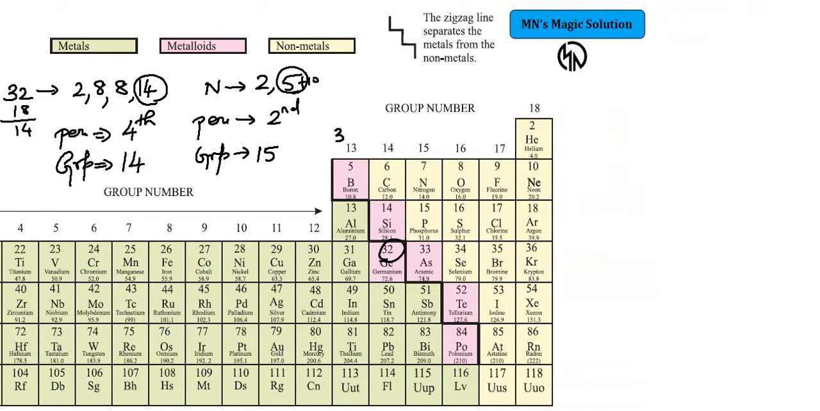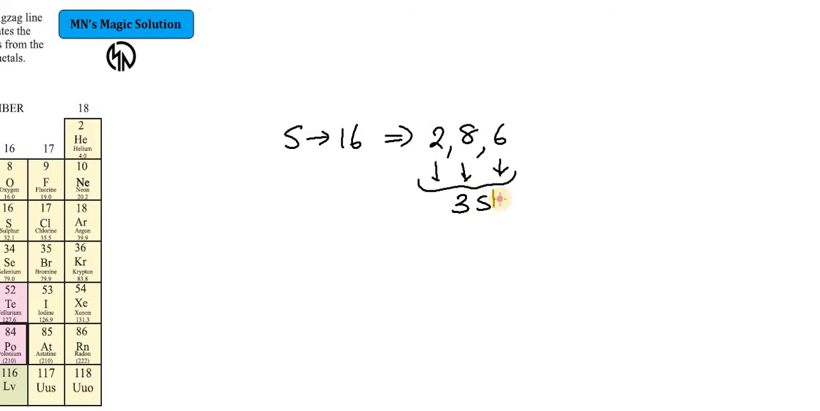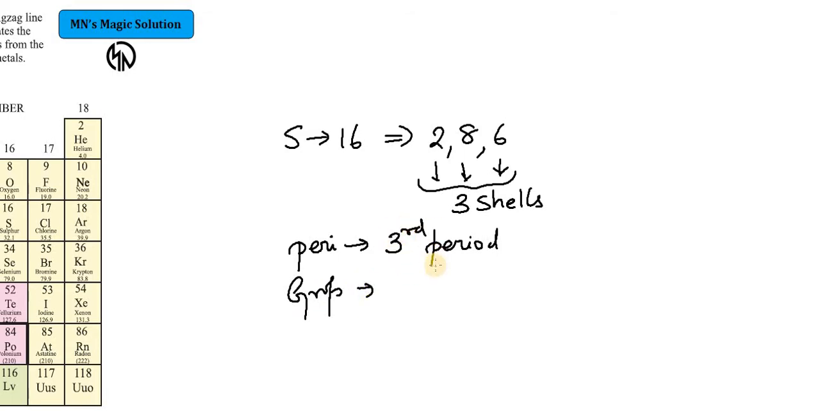Let us try another example. Let us think about sulfur, which has an atomic number of 16. How can we write it? 2, 8, 6. How many shells are there? 1, 2, 3. So totally 3 shells, which means it is the third period. Whereas the group number: I have said that in the second and third period, if the valence shell electrons are more than 3, you add 10 and write that as the group number. So the group number will be 16. So here comes the proper thing: it belongs to group number 16.